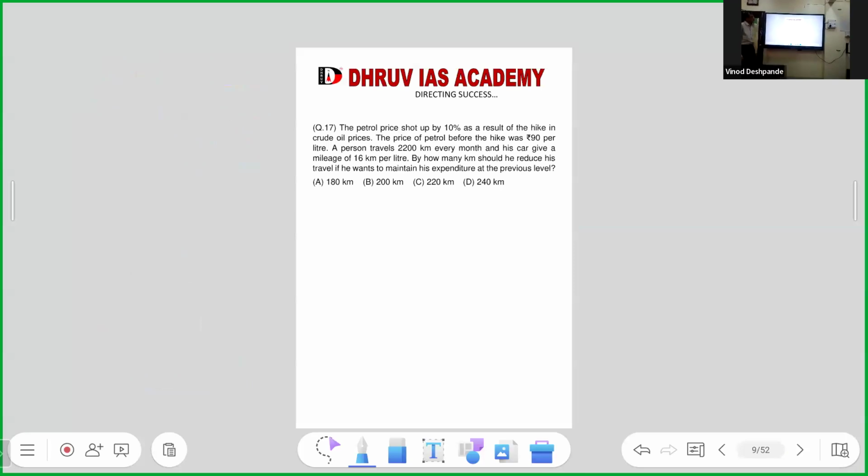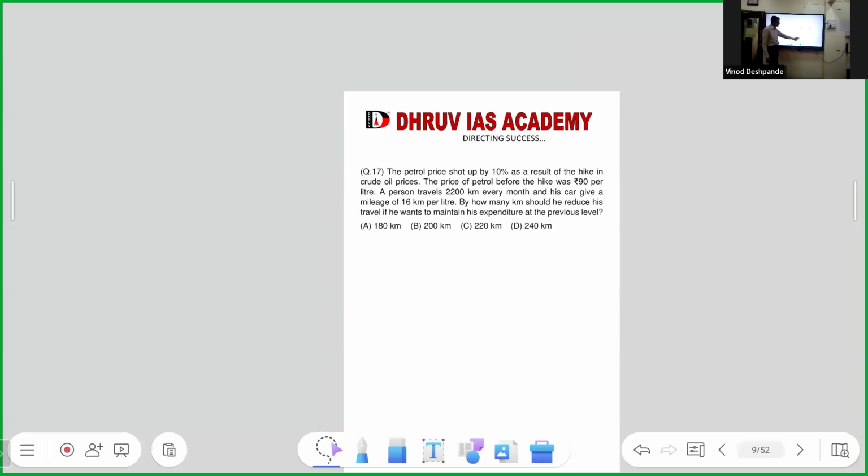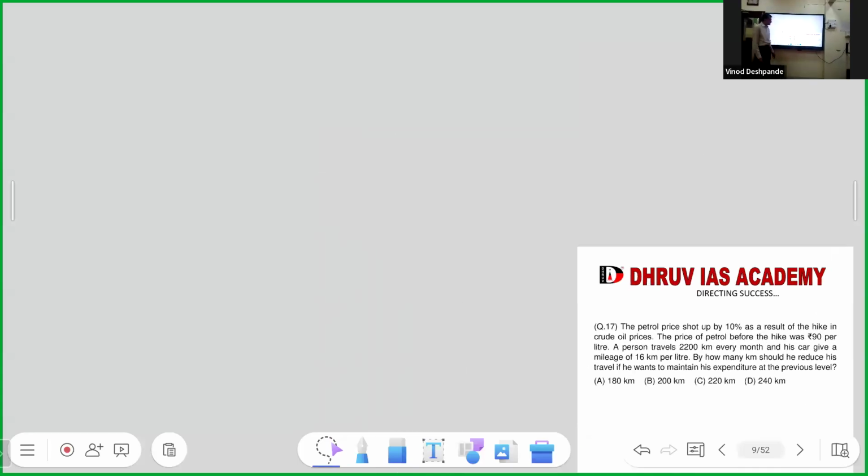The petrol price shot up by 10% as a result of the hike in crude oil prices. The price of petrol before the hike was rupees 90 per liter. A person travels 2,200 km every month and his car gives a mileage of 16 km per liter. By how many kilometers should he reduce his travel if he wants to maintain his expenditure at the previous level? The four options are 180 kilometers, 200 kilometers, 220 and 240. So let us go for this.